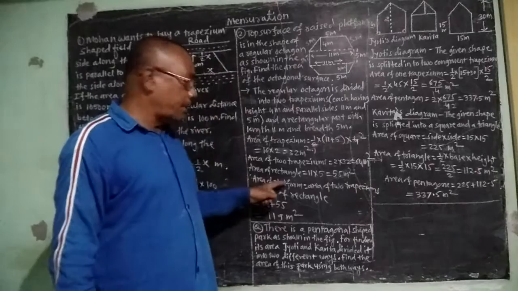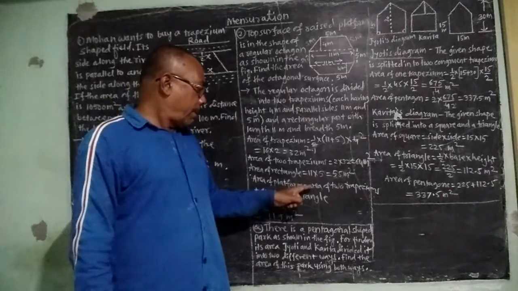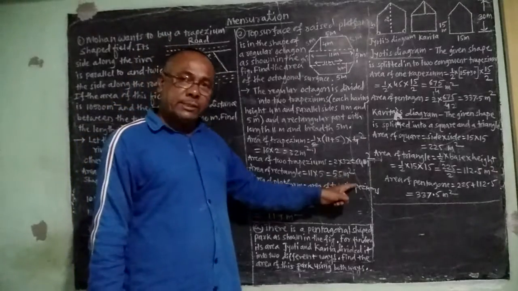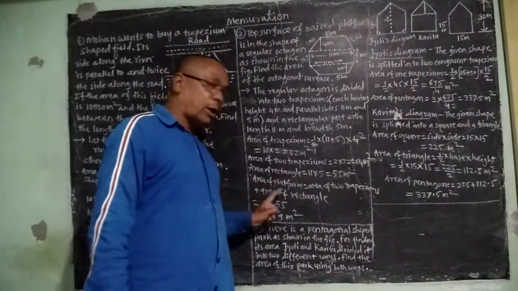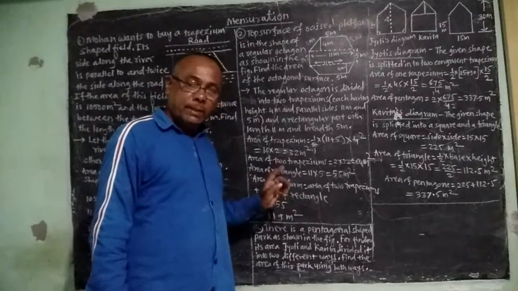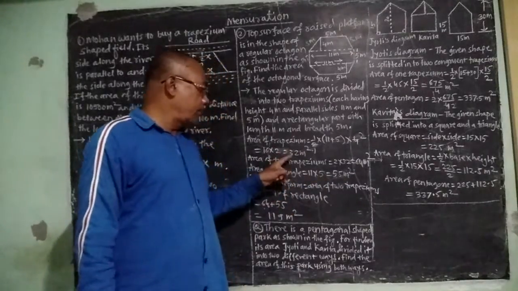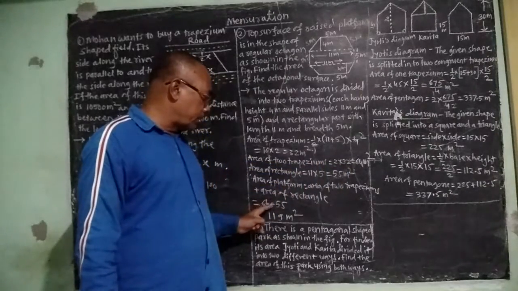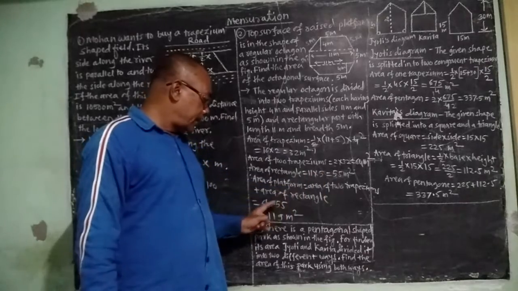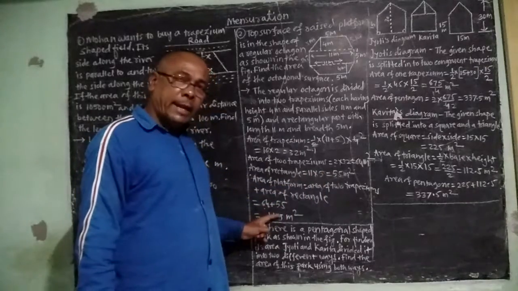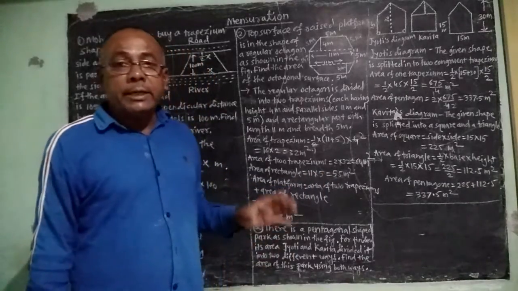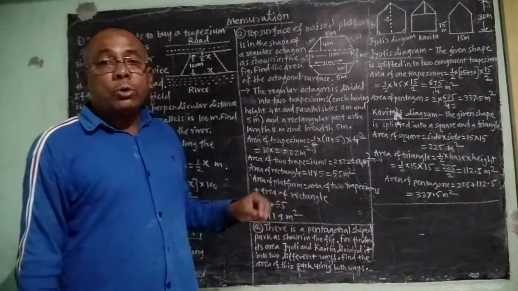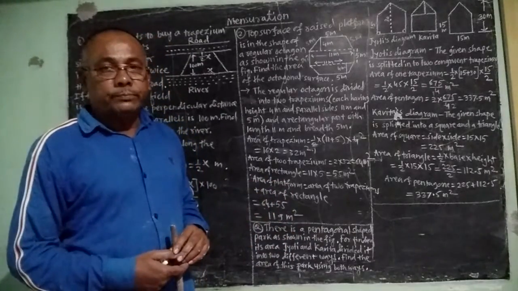That is, area of the platform is equal to area of two trapeziums plus area of one rectangle. Now we know that area of two trapeziums is 64 meters square. So 64 plus 55, and that is equal to 119 meters square. So that is the area of the octagonal platform.